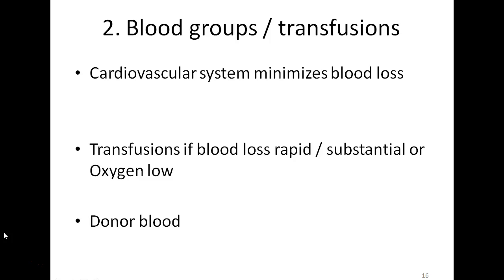With blood clotting behind us, we now turn our attention to blood groups, and then later we talk about transfusions. So this cardiovascular system does want to minimize blood loss, of course, and we talked about how clotting is going to prevent that. If there is a large amount of blood loss, then the patient must receive a transfusion, or also if there's a low amount of oxygen as well. So sometimes in a transfusion, this person is going to receive donor blood from elsewhere. So that's why we're looking at blood groups and to see how donation and receiving blood can occur.